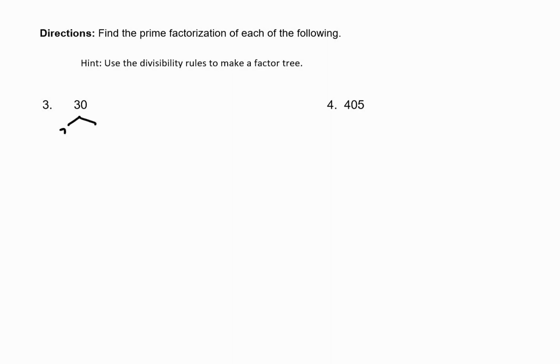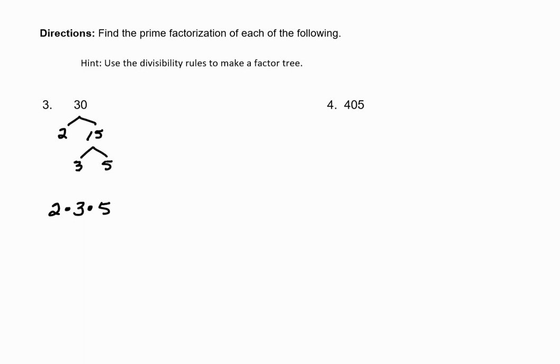And it can. So 2 goes into 30 15 times. And I know that 2 can't go into 15, so then I move up to the next number, which is 3. And I know 3 can go into 15 5 times. So the prime factorization of 30 is 2 times 3 times 5.